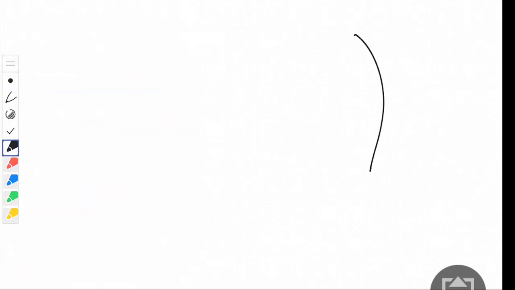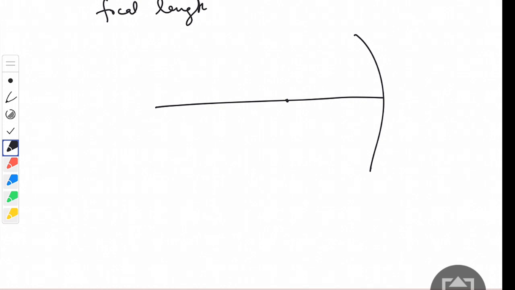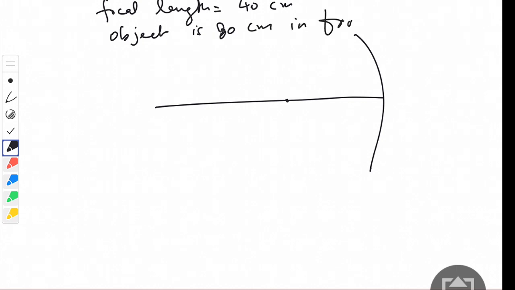Next question is, okay, so again, concave mirror, and we are given that the focal length is equal to 40 centimeters, object is 80 centimeters in front of the mirror. Okay, V is equal to how much? Once again.